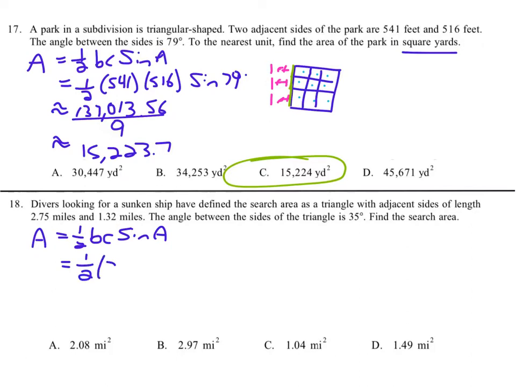1/2 times 2.75 times 1.32 times sine of A. I'll have to use a calculator for all this. Oh, and I'm sorry, when I said sine of A, what I meant to write, thank you for correcting me there, was the sine of the angle they gave us of 35. Something felt funny about that. Okay. Times 0.5 times 2.75 times 1.32. And I get, let me do that one more time.